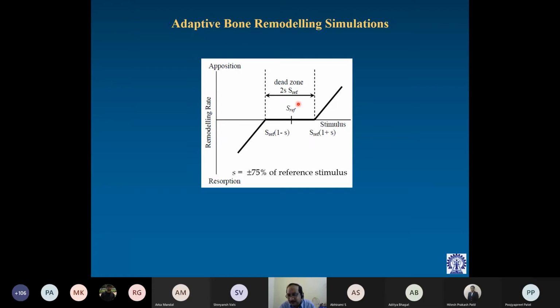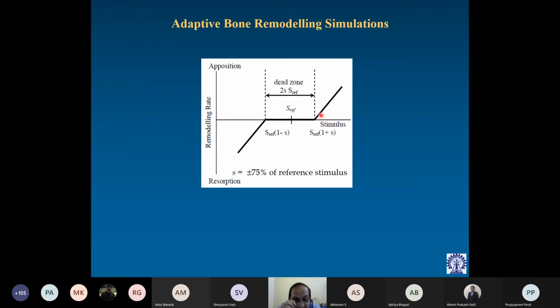Now, in humans, it has been observed that the range of the dead zone is about plus minus 75% of the reference stimulus on both sides, you can see. So bone doesn't react to small deviations from the reference stimulus. But in case of dogs or animals, it has been observed that the dead zone may drastically reduce to 35% of the reference stimulus. Okay, because animals generally react in a far greater way than humans. Okay, so the reaction level is always far greater than human.